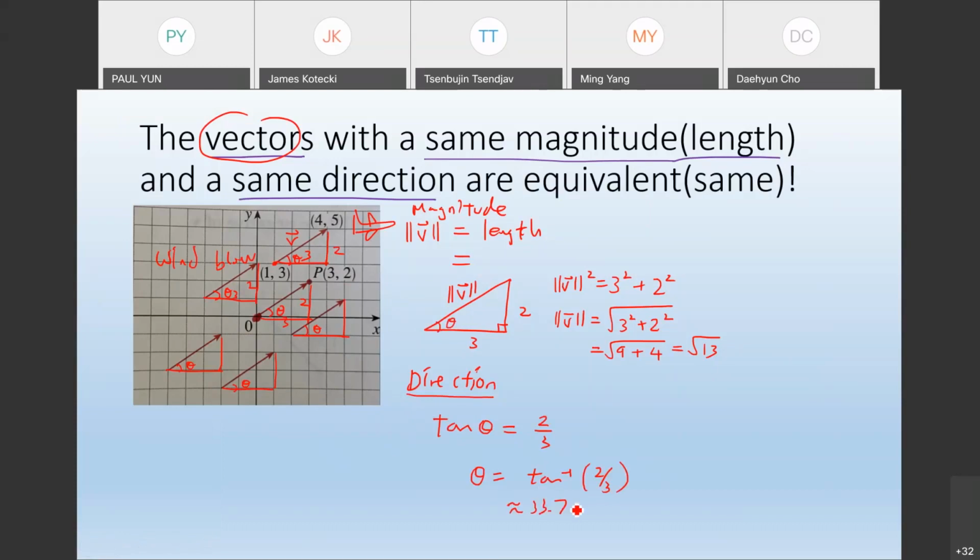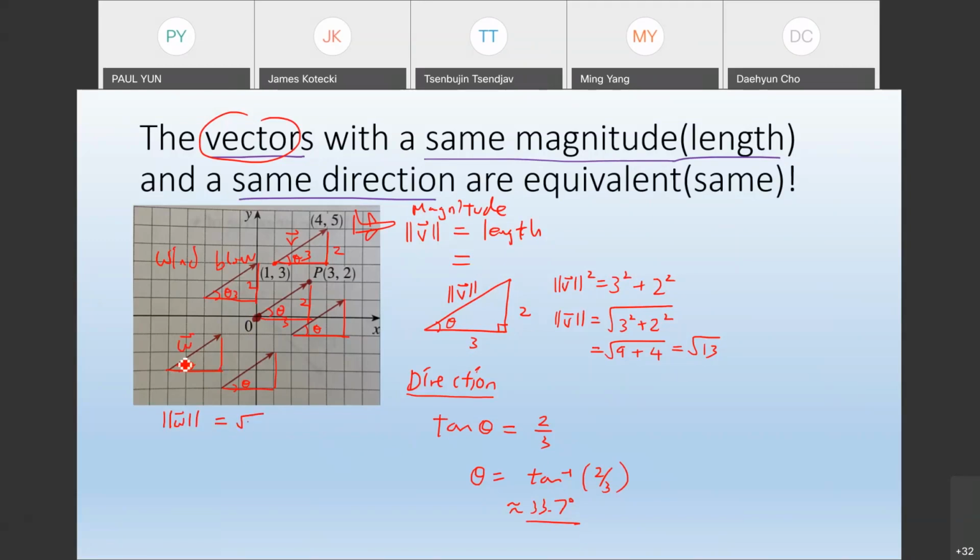Okay. Think about it. Why are they the same vector? Here's my conclusion. Why are they the same vectors? Because they all have the same length. You know that. Think about this W. This guy W has the same length, right? Right, 13.